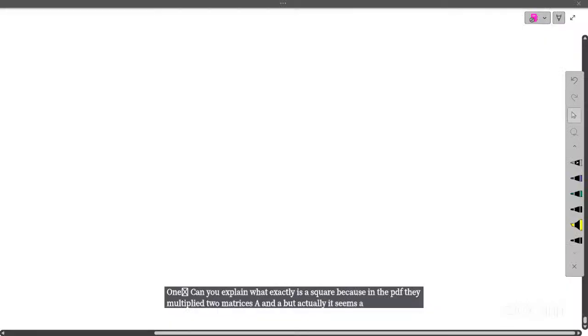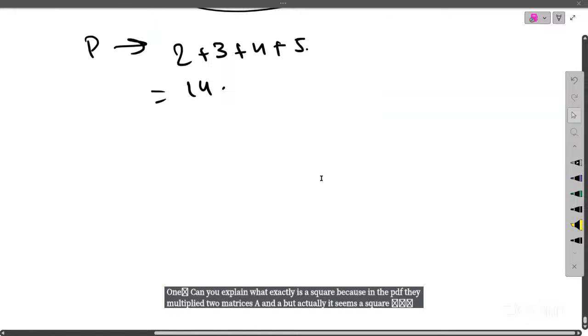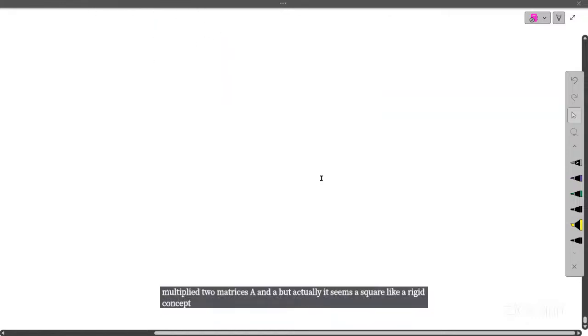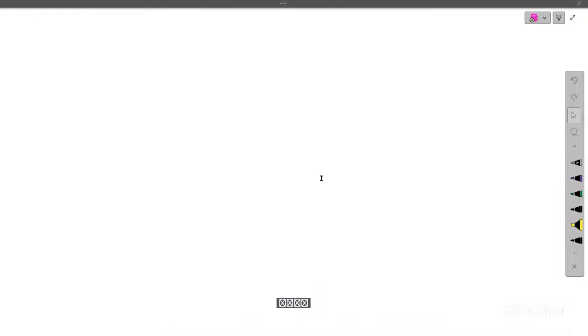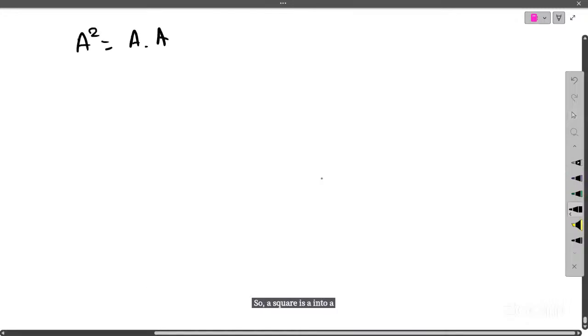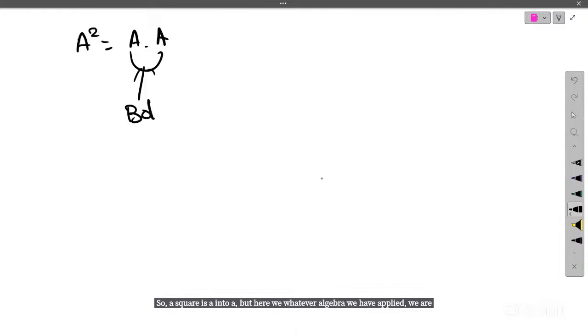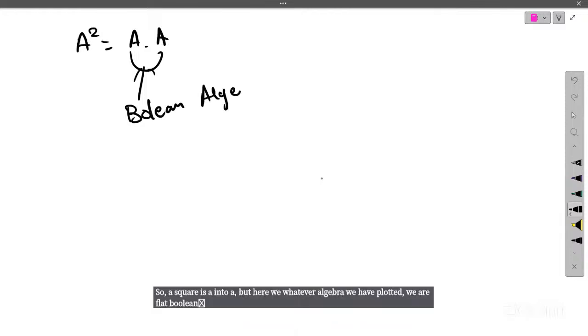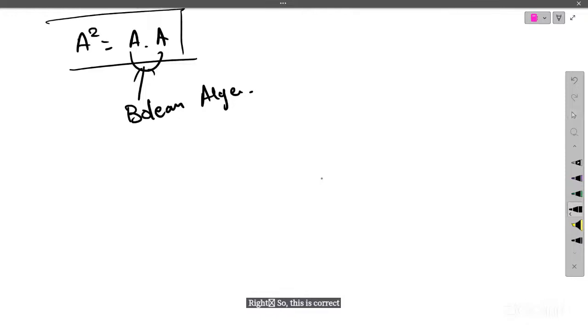Ma'am, can you explain what exactly is A square? Because in the PDF, they multiplied two matrices, A and A. But actually, it seems A square is like reaching from vertex A to B using paths of length two. But in the PDF, they have multiplied two A matrices and called it A square. Yeah, so A square is A into A, but here whatever algebra we applied is Boolean algebra.